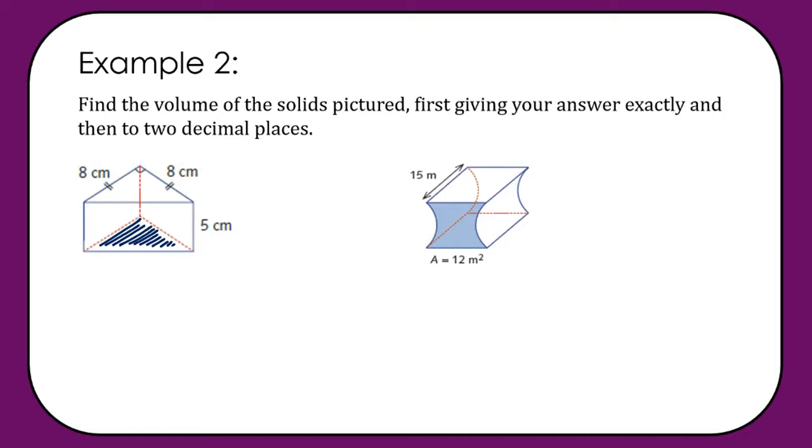So we're going to need to do volume is going to be the area of that triangle, so half times 8 times 8, and then we're multiplying by the height, which is 5. So 8 eights are 64, half of 64 is 32, 32 times 5. Now 30 times 5 is 150, and 2 times 5 is 10, so here we have 160.